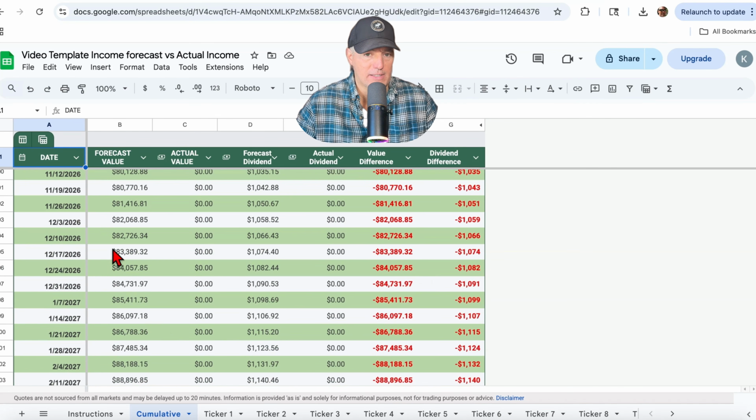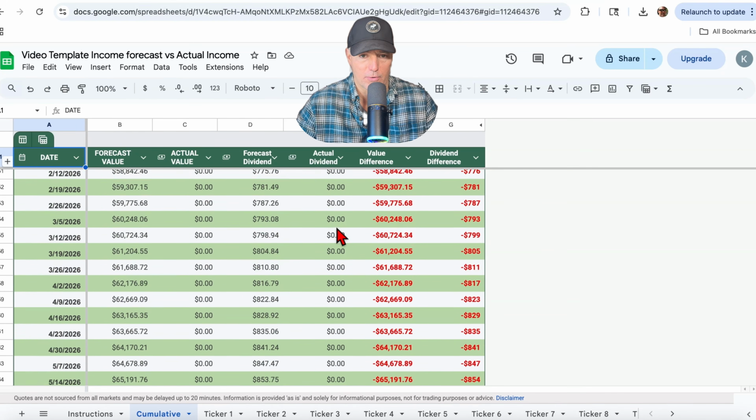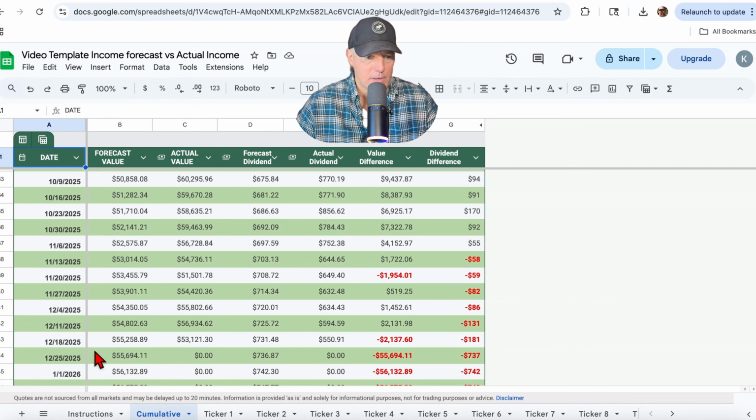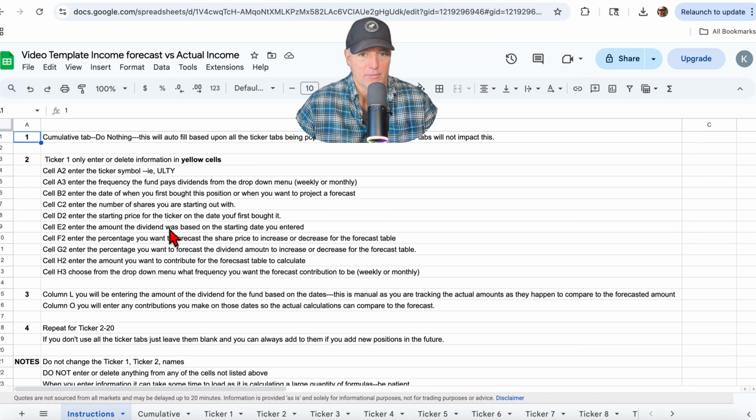Now, as you get past dates haven't occurred yet, it's obviously going to get thrown off. We want to look up here till where we're current, and we can see that we're slightly down, but not as bad because CHPY is offsetting ULTY. CHPY's gain is offsetting ULTY's loss. We're actually getting a dividend on those 2 of about $550 a week. That's how that works. You can come over here to the instructions page. I have it all written out, what to do, each cell, and what not to do down here in some notes. That is the income forecast versus actual income spreadsheet.